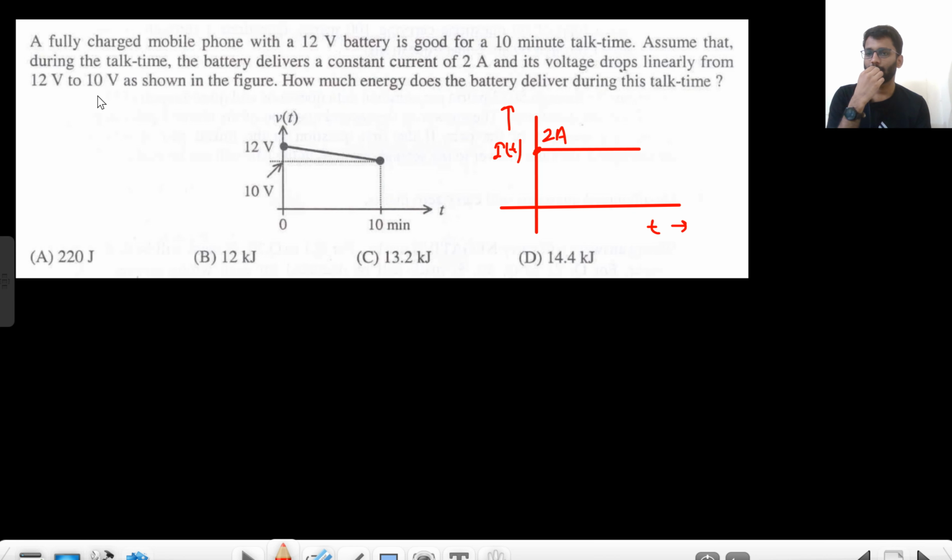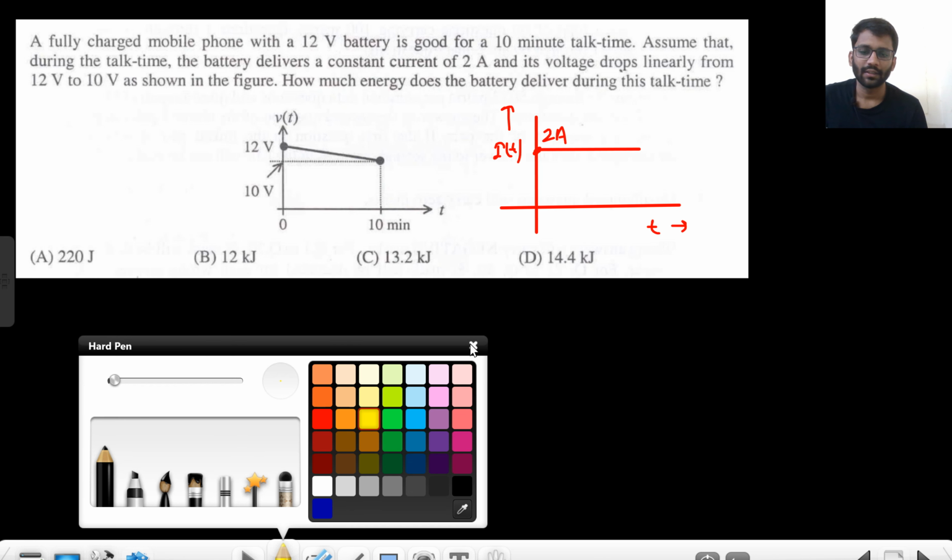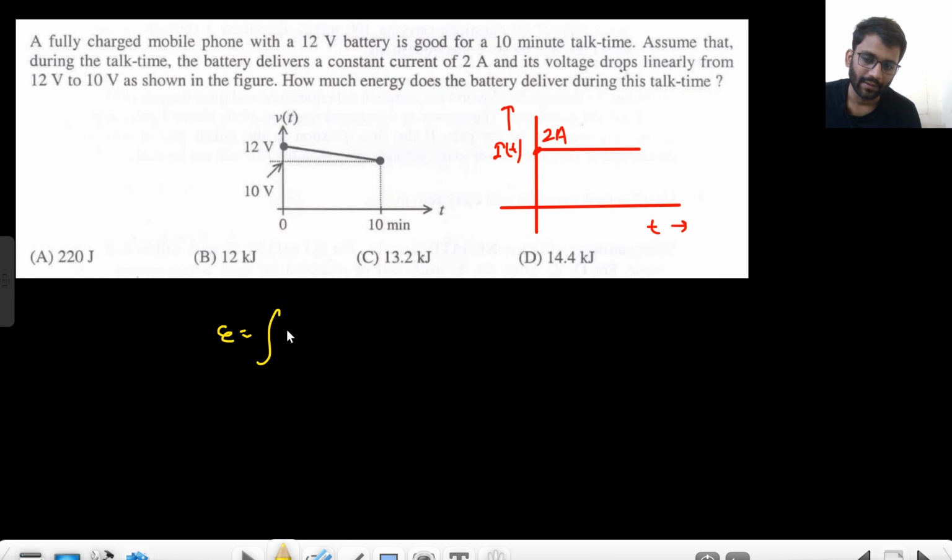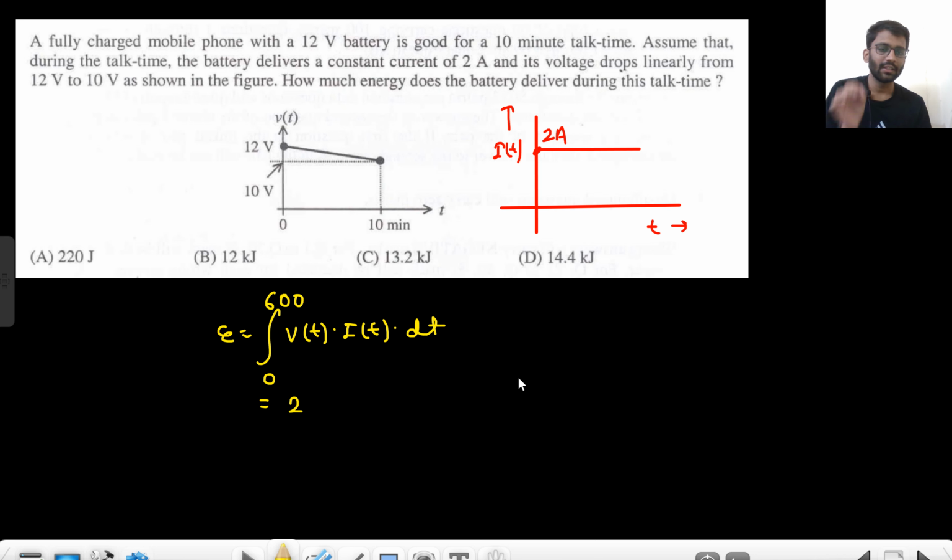Now, you need to tell how much energy the battery delivered during this time. So what is the energy? Power into dt. So V(t) into I(t) into dt. So what is the energy? Energy is the integration of V(t) into I(t) into dt. It is constant, that is 2, and during this talk time is 0 to 10 minutes. So 0 to 10 minutes is 600 seconds, because joule is watt into second, right? So you have to convert minutes into seconds.